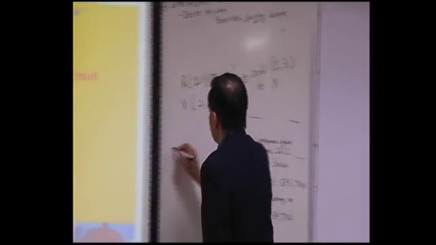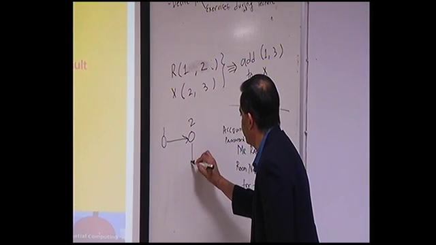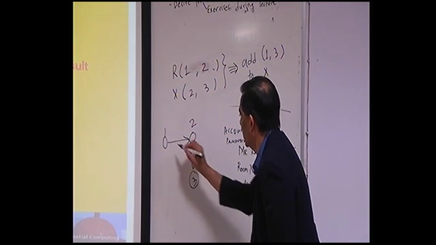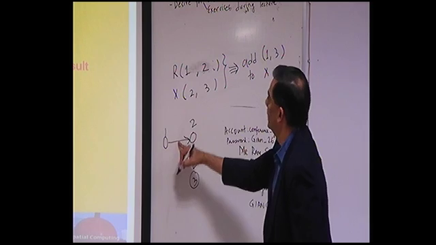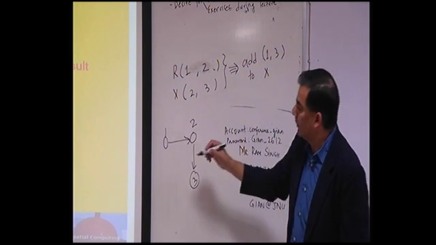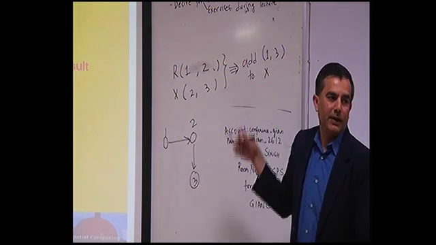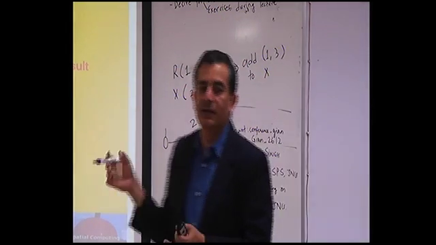Another way to think about it: if this edge was in R and this edge was in X, then I am going to add this new edge 1 to 3 in X. And that's the basic step of transitive closure. That's all. Just the syntax is different. We'll do an execution trace to show that. But is everyone comfortable with the new syntax?